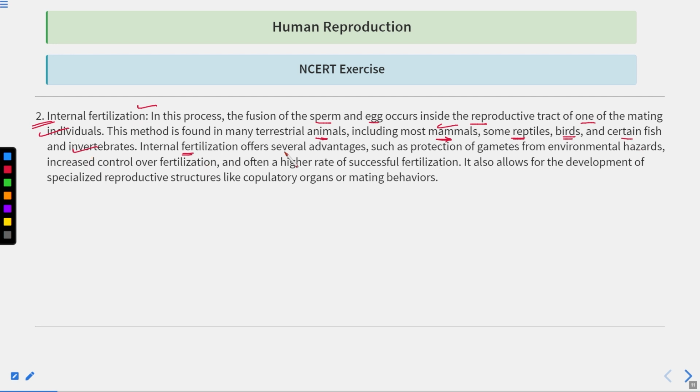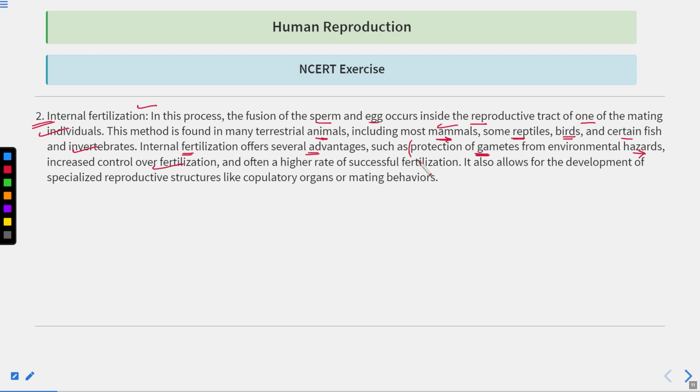Now internal fertilization offers several advantages, such as protection of the gametes. The gametes meet inside the body of the organism, so they are well protected from environmental hazards, because inside the human body a particular environment is maintained that is suitable for the gametes. Next is increased control over fertilization. Clear?